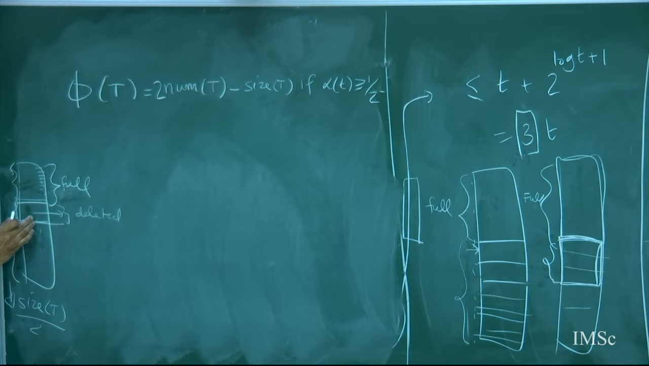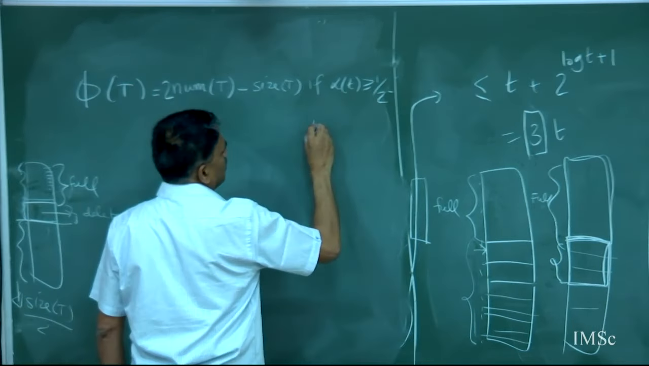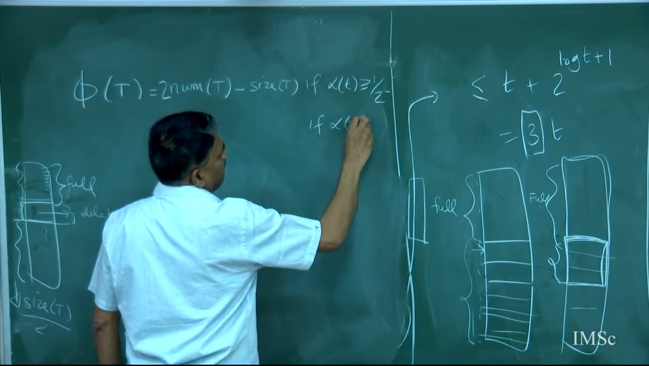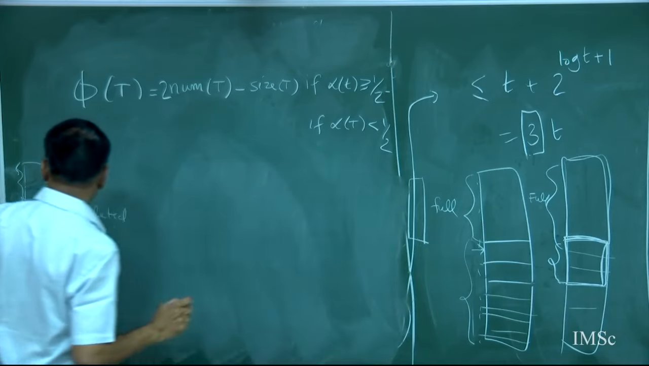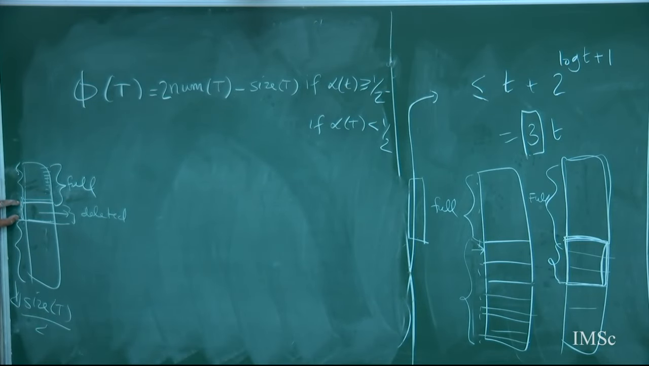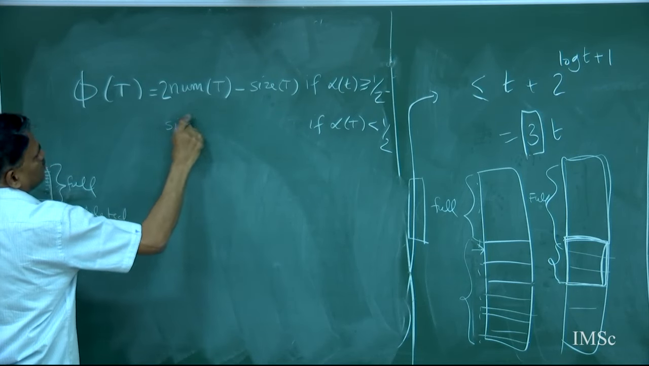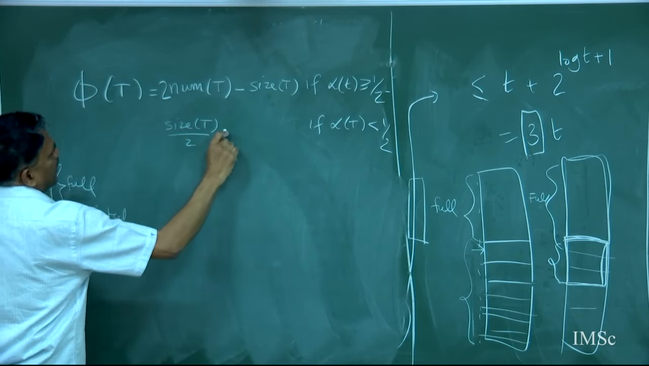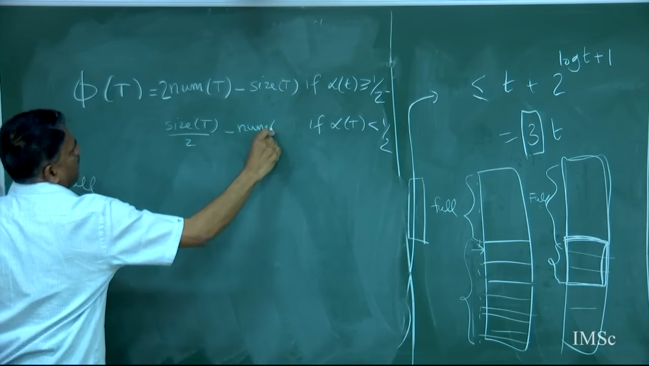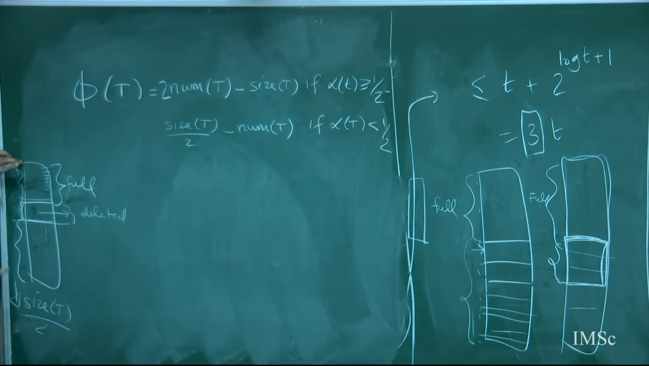So the amount of credit, if alpha t is less than half, is this number. How do I capture this number? Size t by 2 minus the number of elements. Exactly. This is size t by 2 minus the number of elements. Now let's again verify that the potential is greater than or equal to 0.